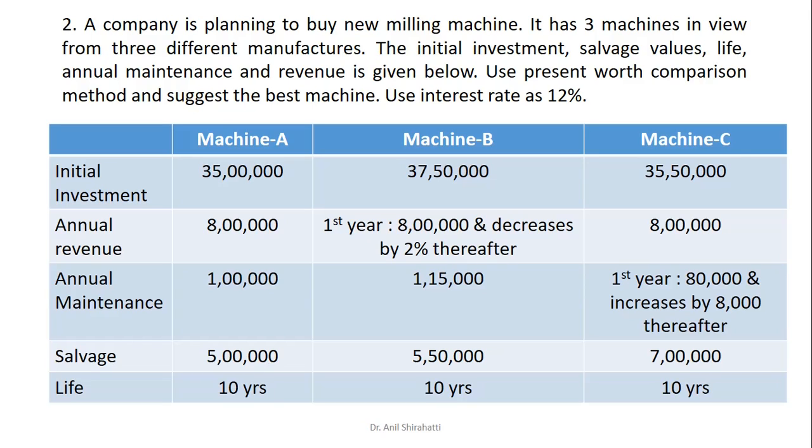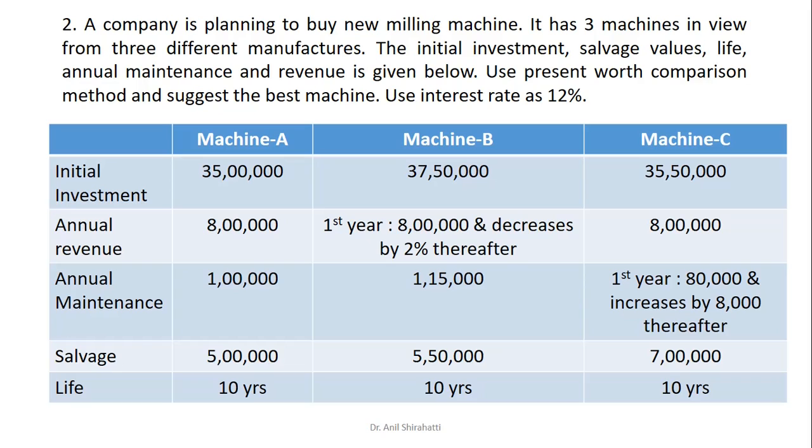The problem says a company is planning to buy a new milling machine. It has three options of machines: machine A, machine B, machine C, from three different suppliers. The initial investment, salvage values, life of the machine, annual maintenance and revenue are all given in detail in the table. We have to use the present worth comparison method and suggest which machine is the best, and the rate of interest is given as 12%.